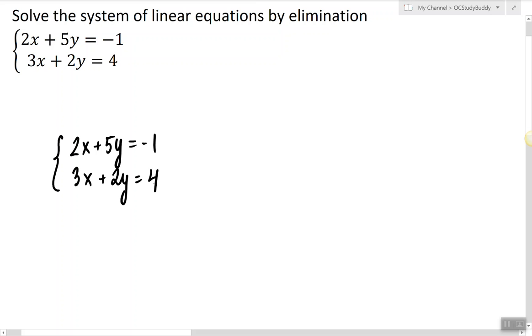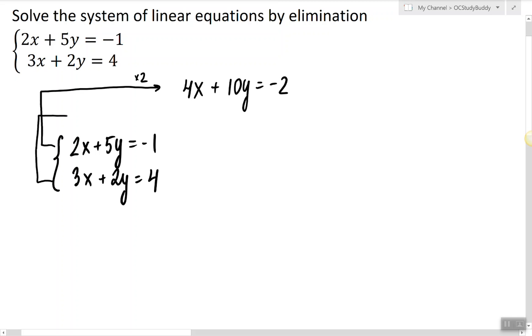And now when we're solving it by elimination, we are trying to eliminate each variable. Now, to eliminate the y variable, we have to match the coefficients of y. So we have to match 5 and 2. The least common multiple of 5 and 2 is 10. That means we're going to turn both of these coefficients into 10. So what times 5 gives me 10? It's 2. So I'm going to multiply this equation by 2, and I'm going to write the result over here. So we have 4x plus 10y equals -2.